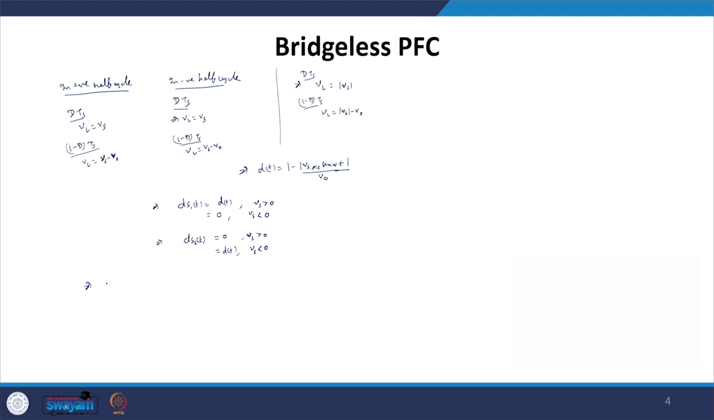So we can say that at any given instance, two devices are in conduction.